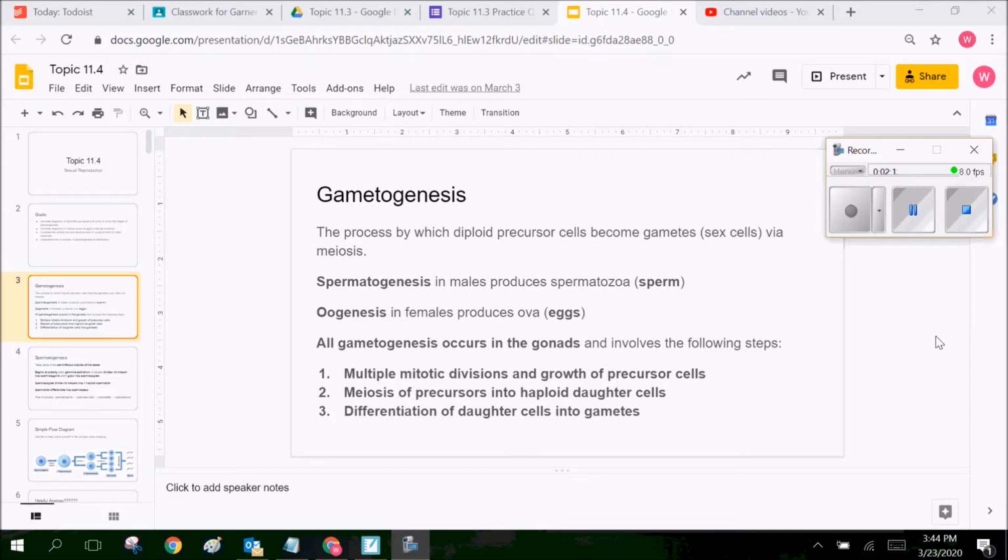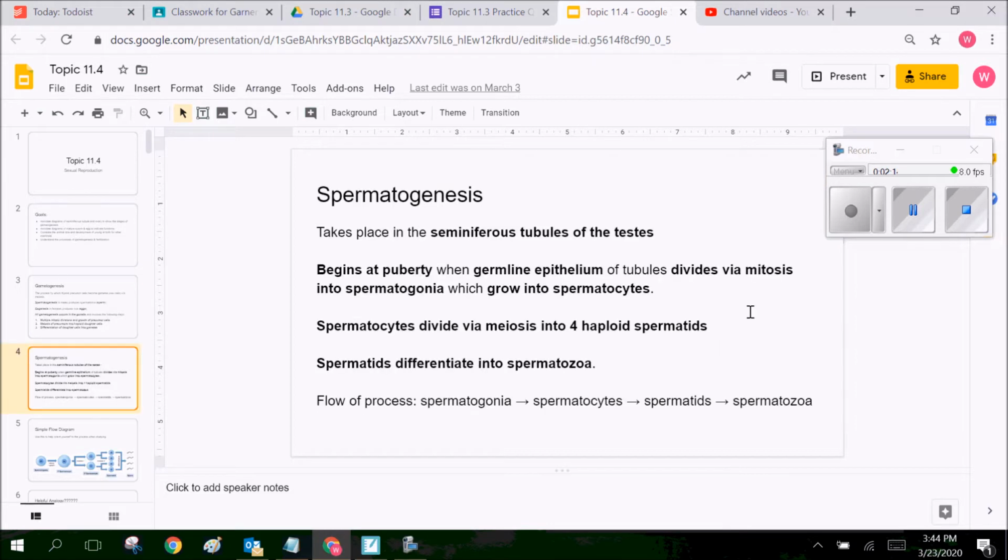Let's go ahead and get started. Spermatogenesis takes place in what we call seminiferous tubules of the testes. If you look at the testes via a cross-section dissection, you guys can see that they have a bunch of little veins and tubes going through them, and those are going to be where this takes place.